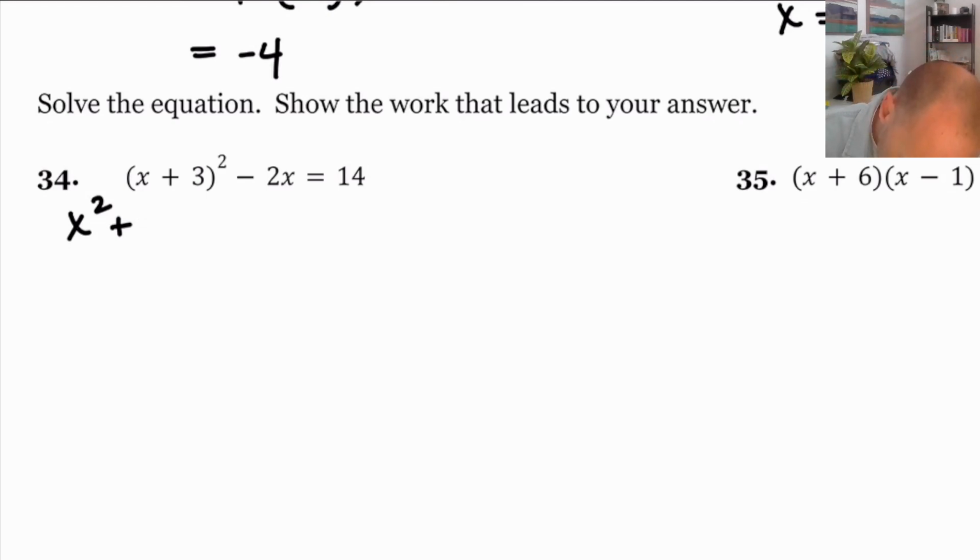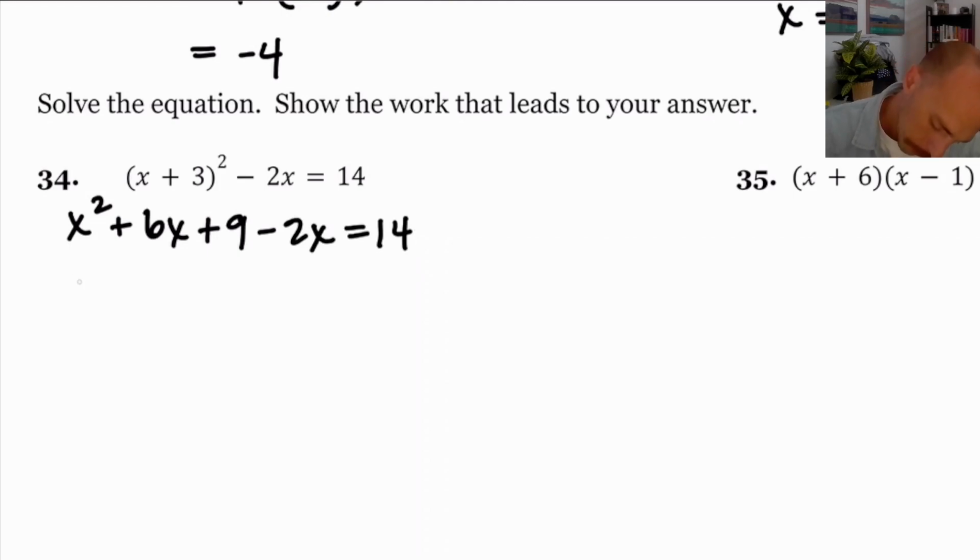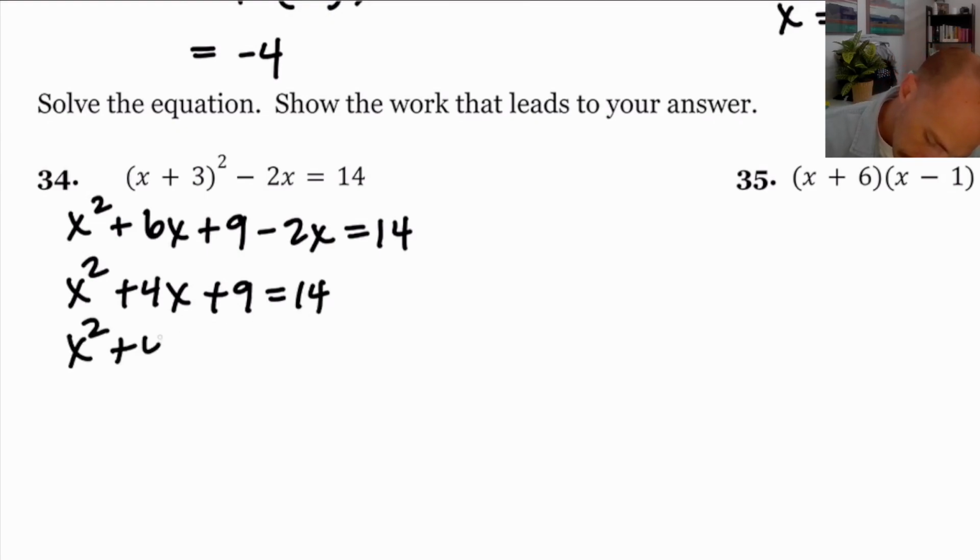So x squared plus 6x plus 9 minus 2x equals 14. I'm going to say x squared, positive 6x minus 2x would be positive 4x. I'll deal with the numbers. Next step, subtract 14 from both sides. That would be... something wrong here. 9 minus 14. Oh, yeah, okay. I was thinking it was going to be 7. I don't know why I would think that. That would be negative 5.